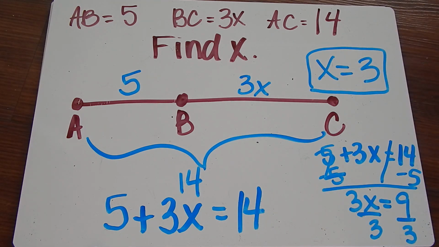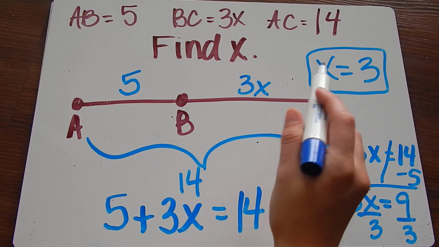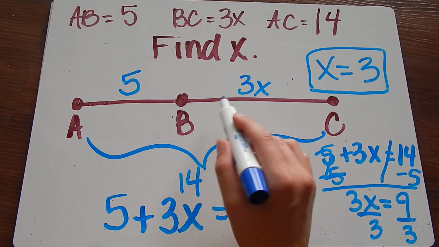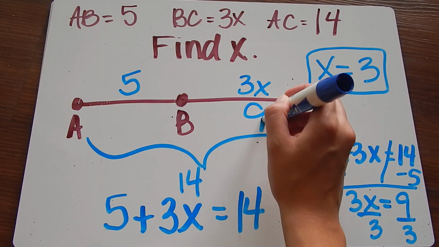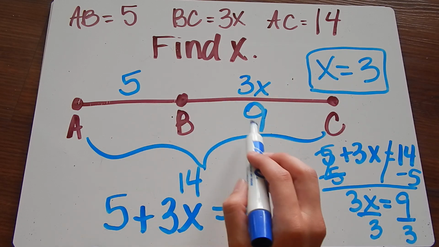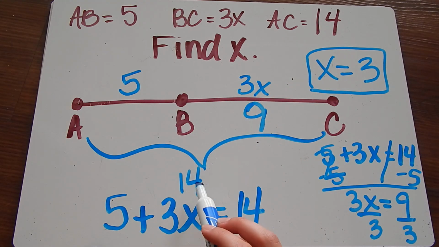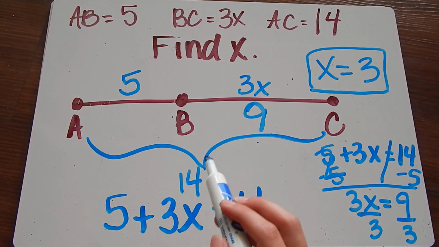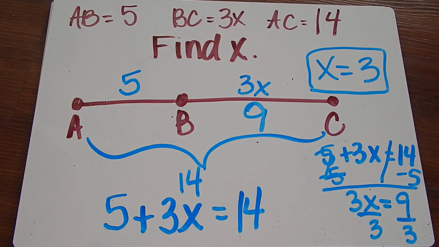Remember, you can always check your answer as well. So we saw x is 3, which means BC is 9. And when I add these two numbers together, I should get the total of 14. 5 plus 9 is 14. So I checked and I got my answer correct.